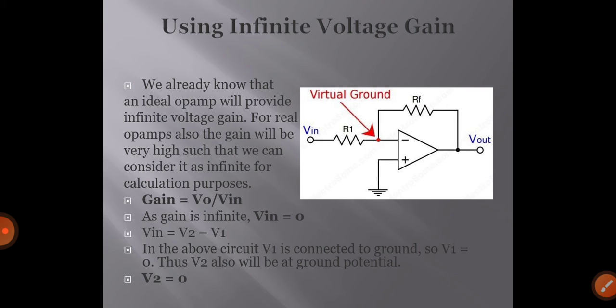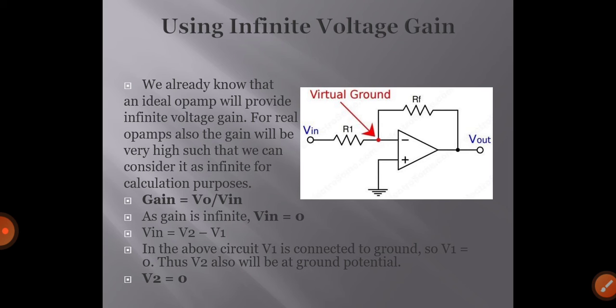The ideal characteristic is not an exact value, but as we see in the op-amp 741, the gain is very high, such that we can consider it infinite for calculation purposes. Gain is Vo by Vin. As the gain is infinite, Vin is 0. If Vin is 0, there is no voltage at that node, the RF and R1 junction. Vin is 0, so V2 minus V1 is 0.